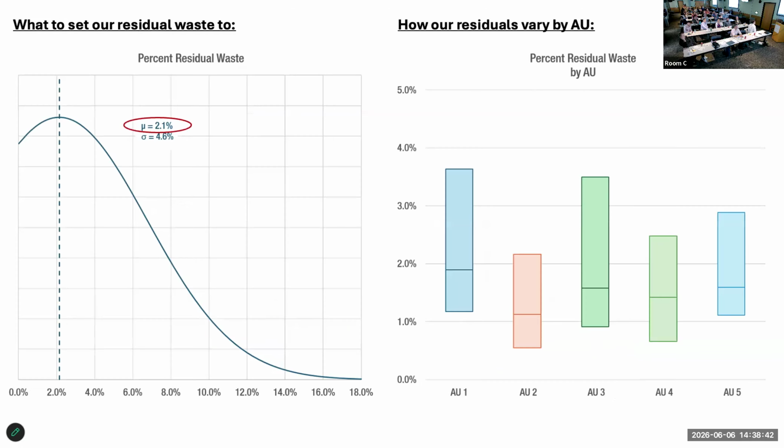occur. Residual waste is also a good one. So percent residual waste, we set to our site at like 2%. Some AUs will have higher residual waste than others. And you could go in and investigate it all you want. This kind of information is super helpful for medical events.